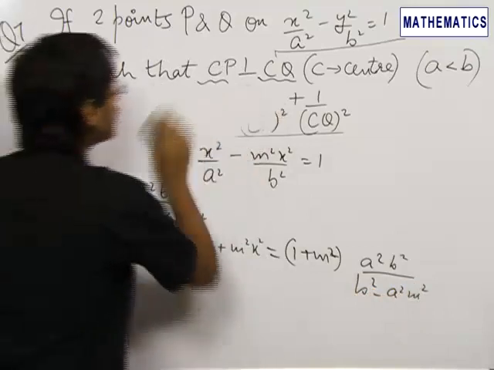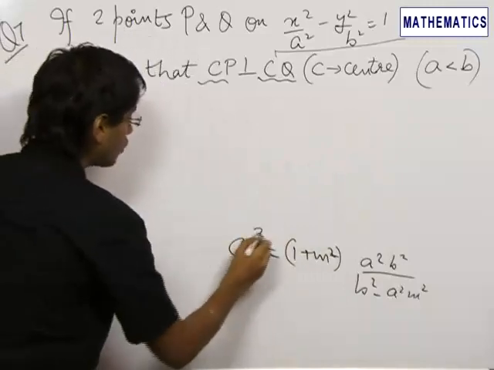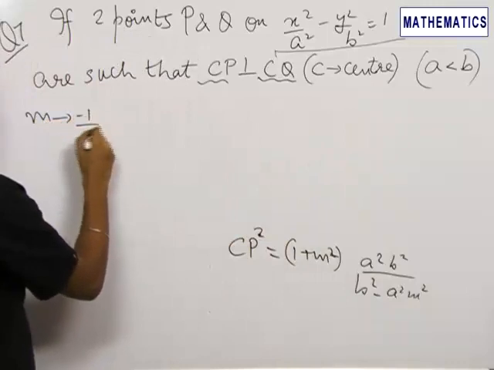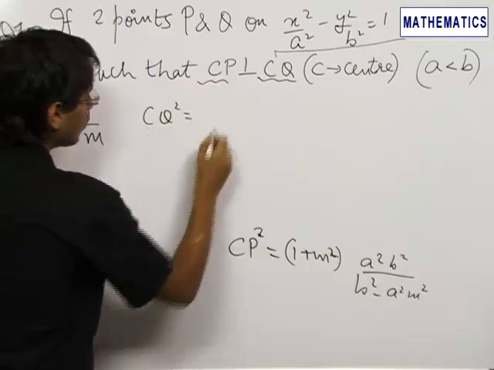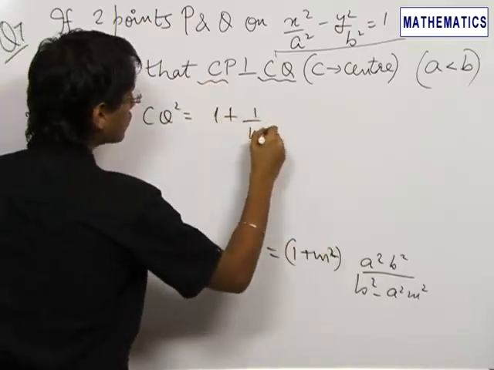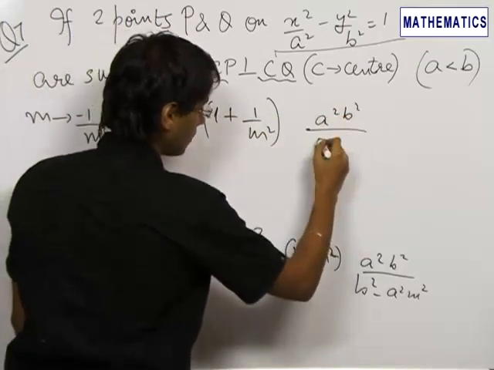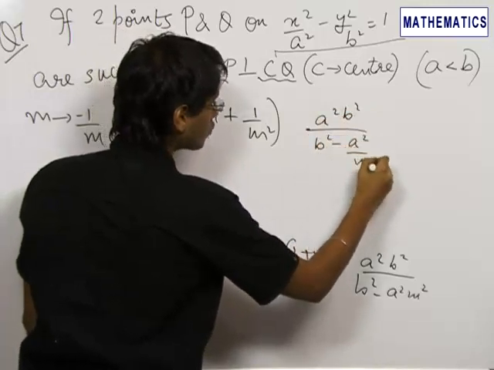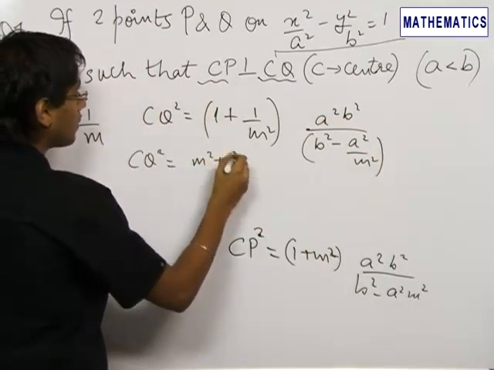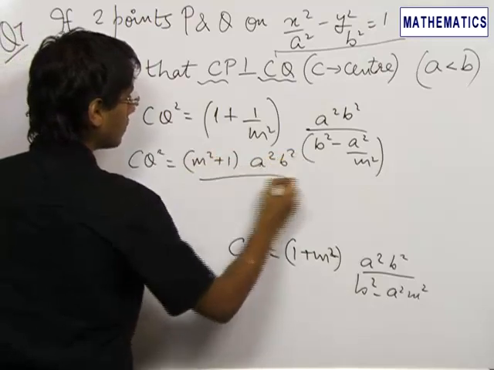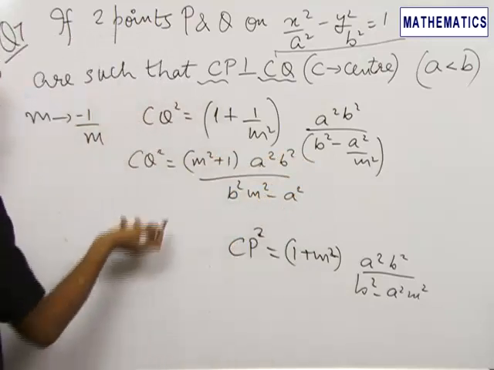Now we need to find the value of CQ square. The value of CQ square can be very directly found out by putting m equal to minus 1 upon m, because CQ is perpendicular to CP. So CQ square is equal to 1 plus 1 upon m square, putting m equal to minus 1 upon m into a square b square upon b square minus a square upon m square. So our CQ square becomes m square plus 1 into a square b square upon b square m square minus a square.